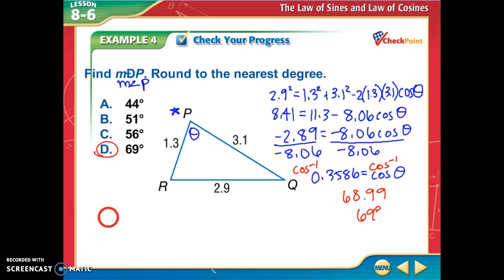Alright, so all you're doing is you're looking at the information you're given. You're deciding if you should use law of sines, law of cosines based on what you have. And then law of cosines, it's just a matter of which side you're starting with. Whether you do A, B, or C squared first determines which angle you put in your cosine. And that is how you use law of sines and law of cosines.